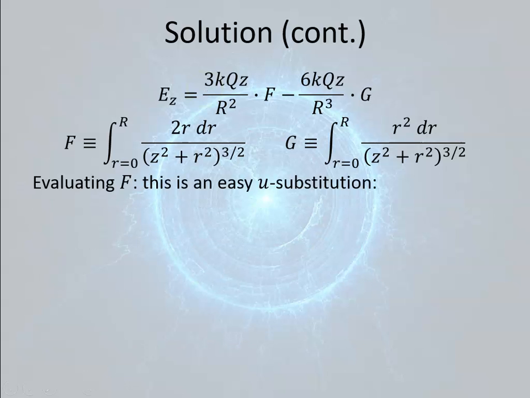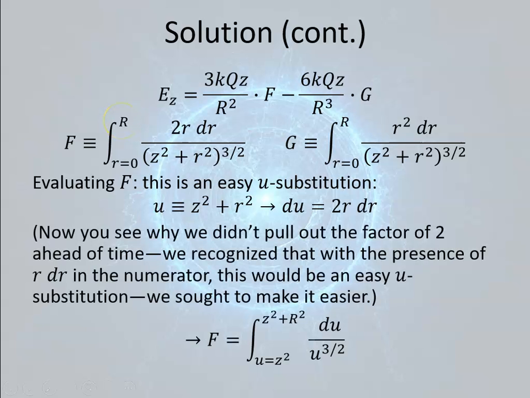Well, that's the easy one. I already forecasted that u substitution where the 2r dr would end up helping us out. So we're going to let u equal z squared plus r squared in the denominator there. So that just becomes u to the 3/2 in the denominator. And very conveniently, doing a du gives us a 2r dr. Substituting in our bounds, we would now be going from u equals z squared to u equals z squared plus big R squared. So there's our new integral for f.